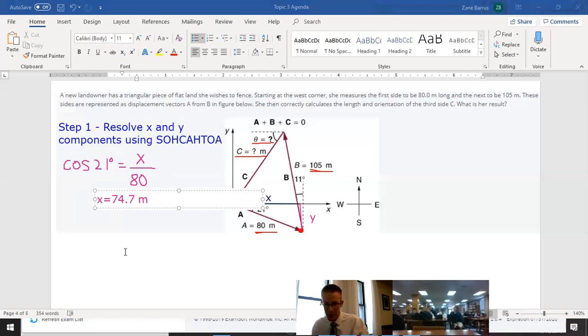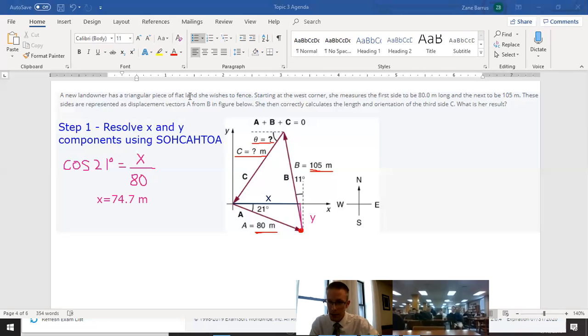So all I did is I got x by itself by multiplying that 80 over into my calculator. Now make sure your calculator's in degree mode and not radian mode, or else you get it wrong.